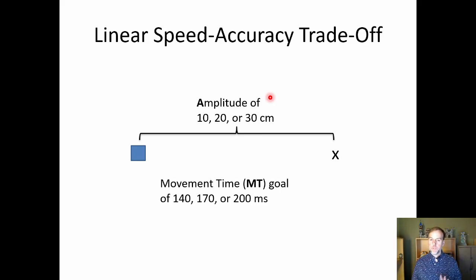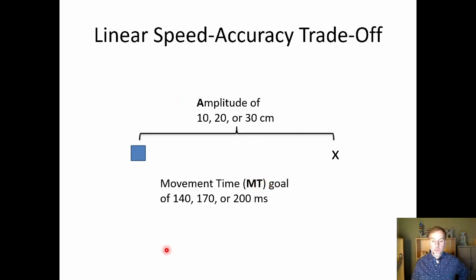Here's another difference from Fitts' law, and this is kind of the big one. In Fitts' law, people are told just to move to the target as quickly and accurately as possible. In Schmidt's law, you were given a goal movement time. And in this original experiment, participants were told, hey, we want you to move from here to here. In one block, it would be in 140 milliseconds, and then in another 170, and then another 200.